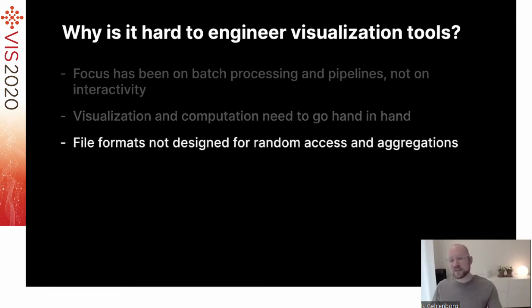And a lot of that has to do with file formats that were typically not designed for random access, or to contain, for example, aggregated data, which again is not needed if you're just doing batch processing. But if you're trying to interact with large-scale data sets, you need to have aggregated subsets of the data in order to visualize them at a reasonable speed. And that has started to change, luckily.